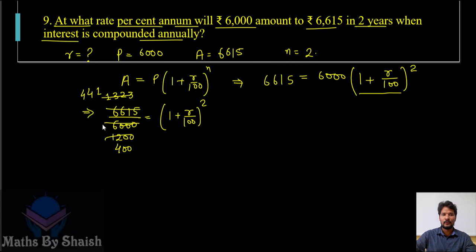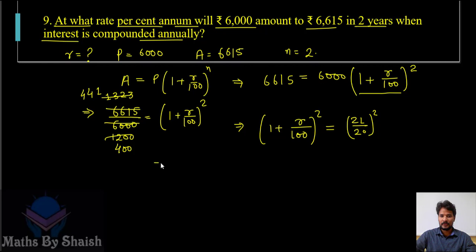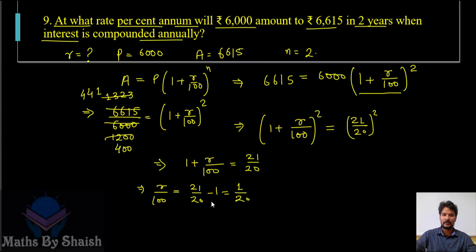Now we can see that 441 and 400 both are square numbers, so we can rewrite this as 1 plus R over 100 to the power 2 equals 21 upon 20 whole square, because 21 squared is 441 and 20 squared is 400. We will remove the squares and get 1 plus R over 100 as 21 over 20, and then do simple algebra. R over 100 is 21 over 20 minus 1, which is 1 over 20, by taking LCM, 21 minus 20. Now by cross multiplication we get R as 100 over 20, that is 5%. So the rate of interest, rate percent per annum, is 5%.